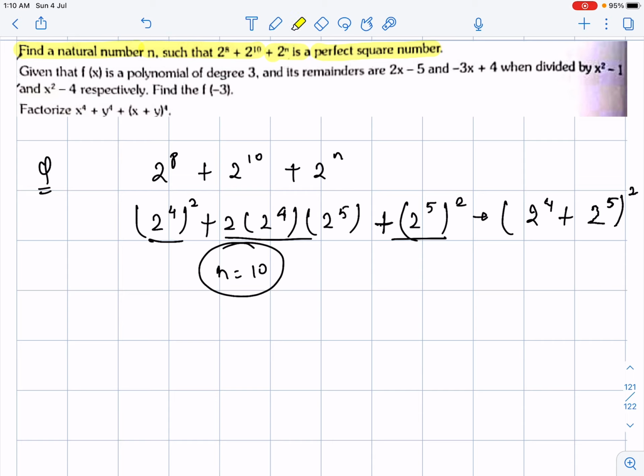What is given to us? Let f of x be the polynomial of degree 3 and its remainders are 2x minus 5 and minus 3x plus 4 when divided by x square minus 1 and x square minus 4 respectively. Find f of minus 3. So what is the dividend polynomial in this question? F of x is the dividend polynomial of degree 3. Let it be ax cube plus bx square plus cx plus d.